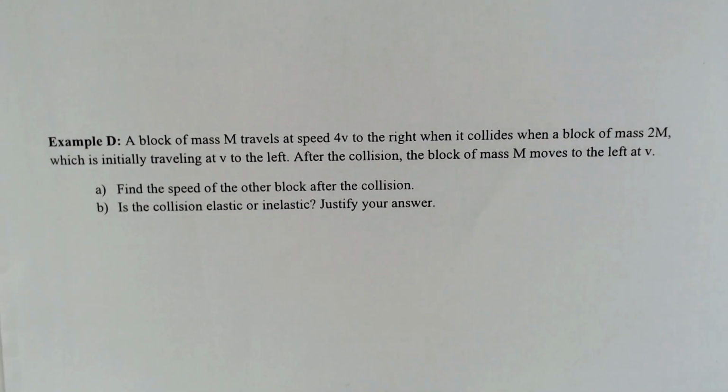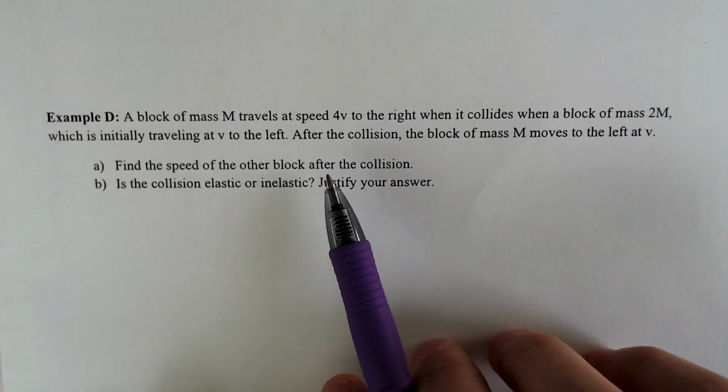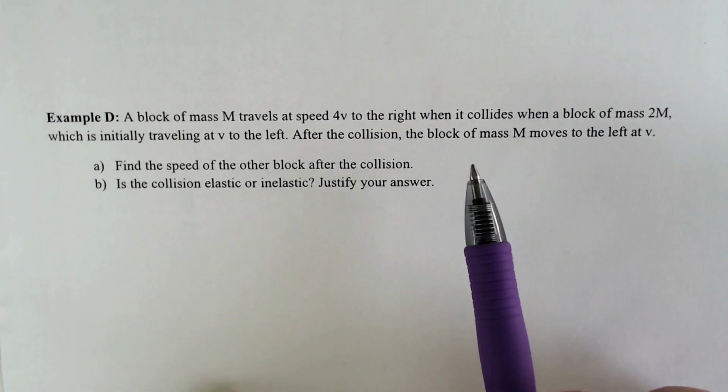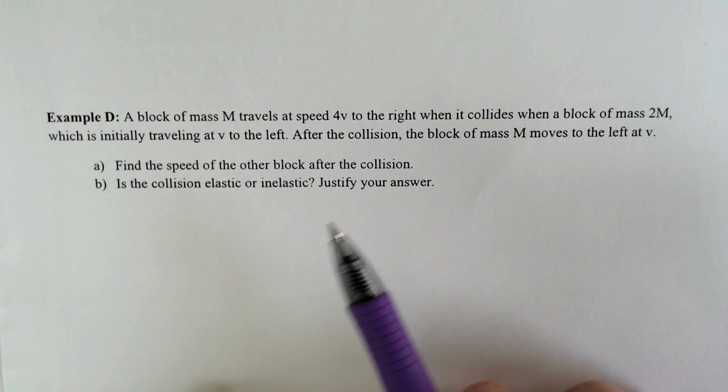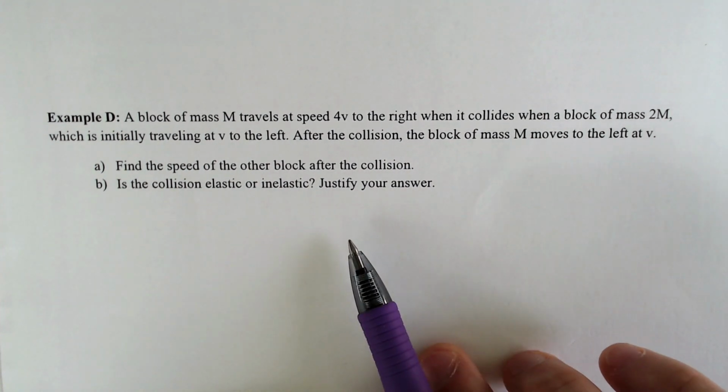Next one is going to be 2 blocks. Now this is edging towards purely an AP physics thing, where we are not going to have too much in terms of actual numbers. It's all going to be variables, which is a very popular AP physics thing. But this one is going to be considered more of an elastic collision because they're going to be moving in opposite directions after the collision. We're going to figure out if it's actually elastic or inelastic afterwards.